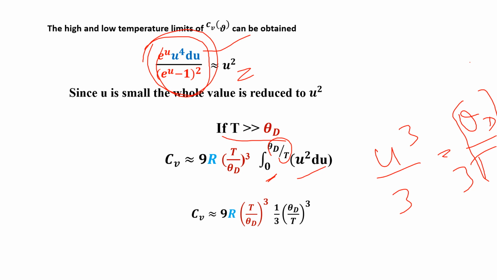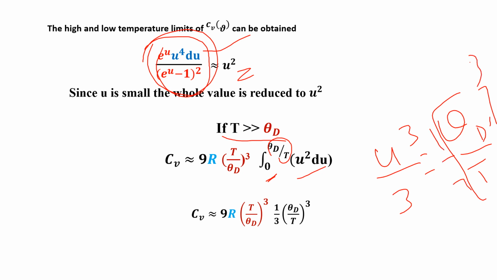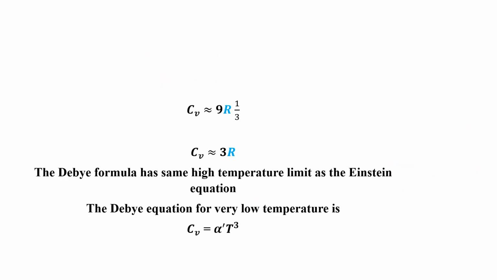theta D by T the whole cube into 1 by 3. So as you know the integration formula, instead of u cube you can substitute the higher limit theta D by T, the whole cube, so 1 by 3 into theta D by T the whole cube. So that is substituted here. Here you can see the theta D by T the whole cube will cancel. Again you will have 9R into 1 by 3, the 3 gets cancelled, Cv is equal to 3R. So only 1 by 3 will remain in the integration. So 9R into 1 by 3 is equal to 3R.